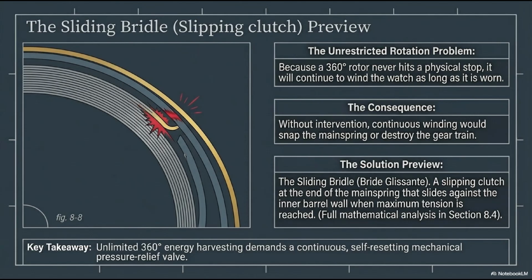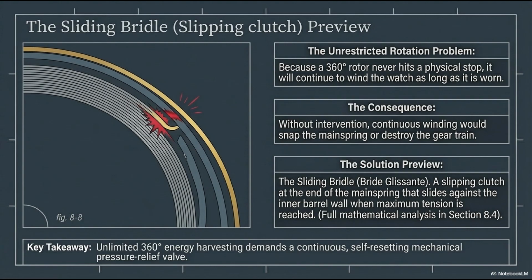Before we move deeper into the rotor's physics, I need to preview a critical safety mechanism, the sliding bridle, or slipping clutch. Here is the unrestricted rotation problem. As we established, a 360-degree rotor never hits a physical stop. It will continue to violently force torque into the gear train as long as the watch is on a moving wrist. The consequence of this is fatal. Without intervention, this continuous, infinite winding force would either snap the steel mainspring in half, or shear the microscopic teeth right off the reduction gears.